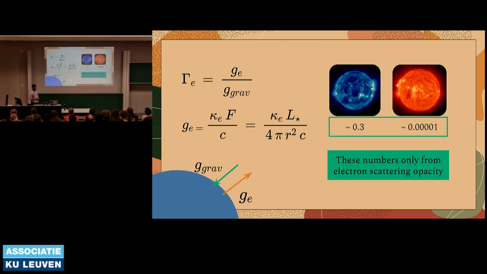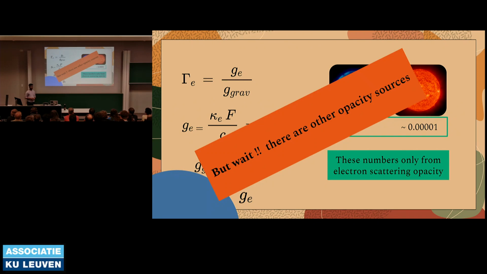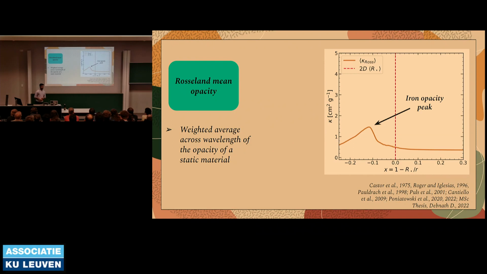As I mentioned, I will come back to this opacity. Classically, it's the electron scattering opacity, right? But this is not the only opacity source. So what else do we have? We have the Rosseland mean opacity, which is basically an average. One thing that I want to mention is that it is for static media, right? And we actually use the OPAL tables by Rogers and Iglesias from '96.